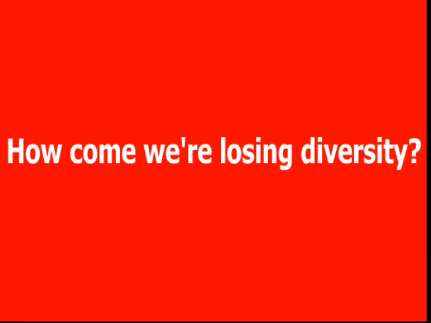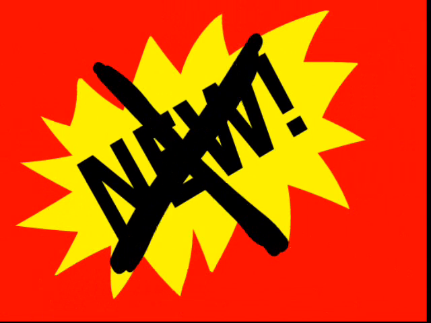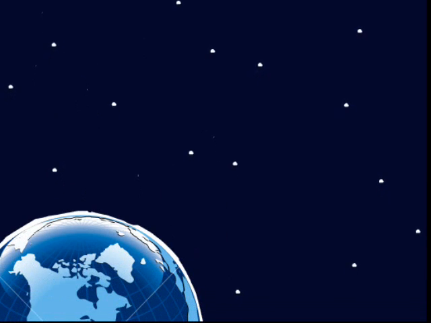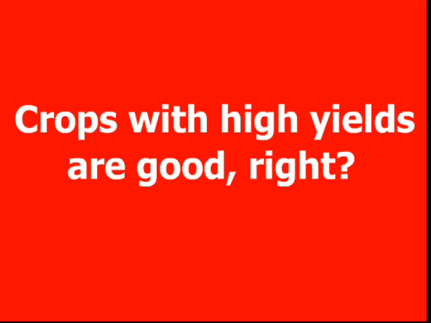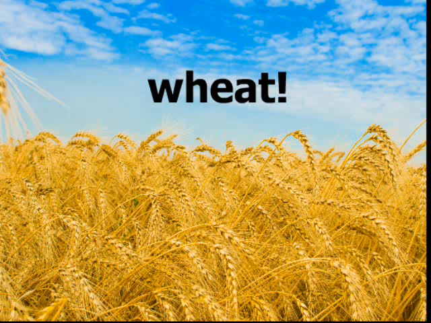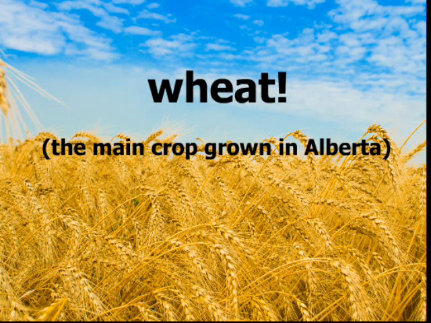How come we're losing diversity? The problem's not new. It started when the demand for crop products increased around the world, and the need for crops with high yields got bigger. Well, crops with high yields are good, right? Yes and no. Take wheat, for example, the main crop grown in Alberta.